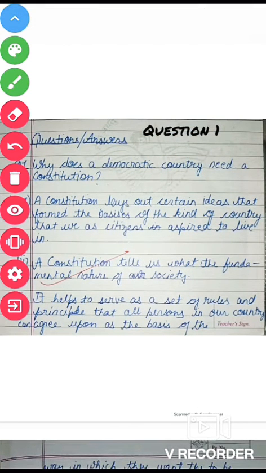So the question is, why does a democratic country need a constitution? Or it can come like, what is the importance of the constitution? It's a very basic one. There are 5 points. The first point is, a constitution lays out certain ideas formed on the basis of the kind of country that a citizen aspires to live in. Second is, a constitution tells us the fundamental nature. So you need to remember this line, fundamental nature of our society.